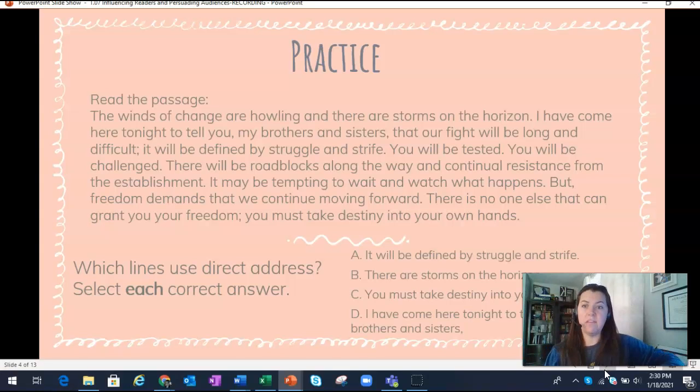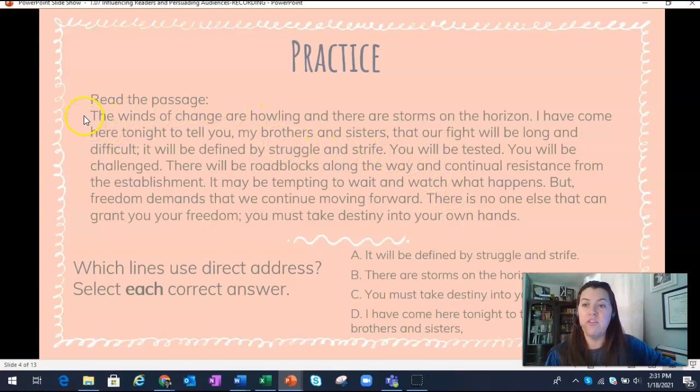So let's look at this passage. And as I'm reading it, I want you to pay attention and see if you can identify which lines in this passage use direct address. Now remember, direct address is when the author explicitly includes the reader.